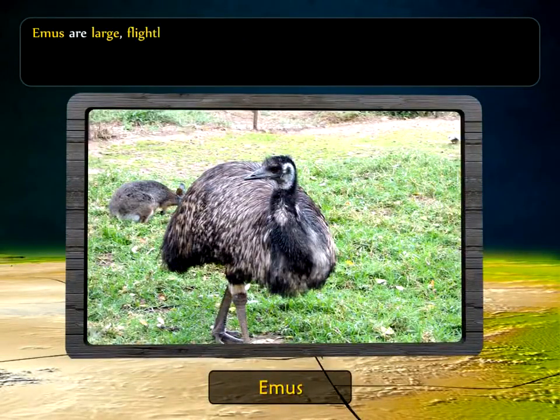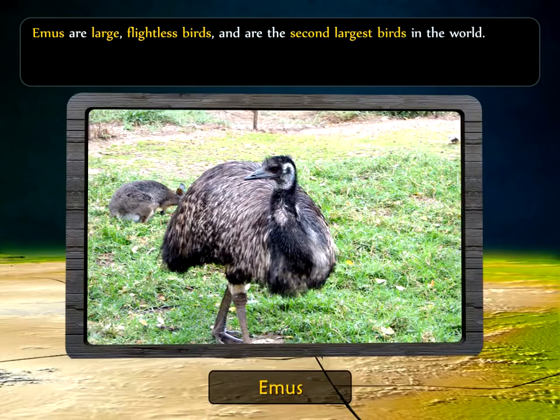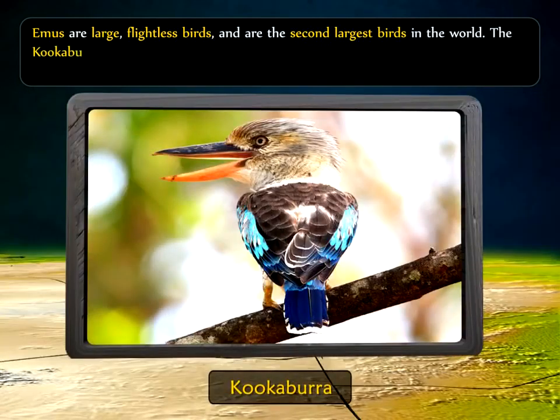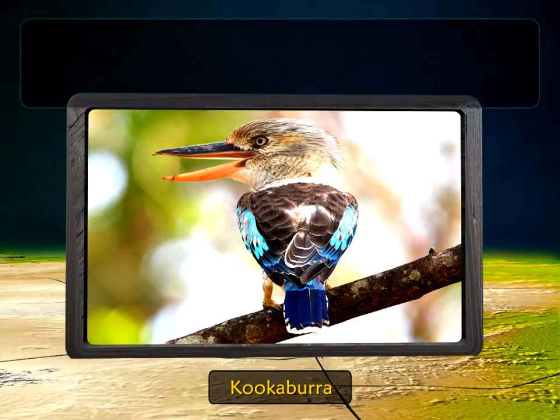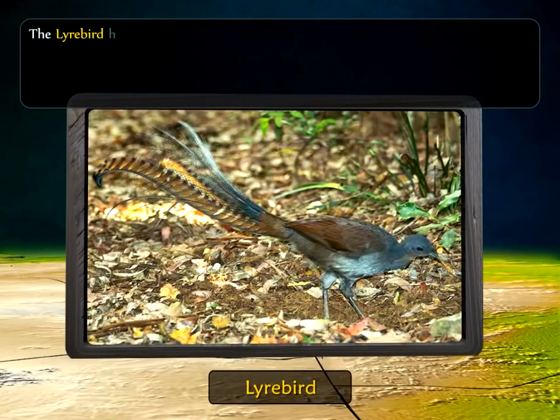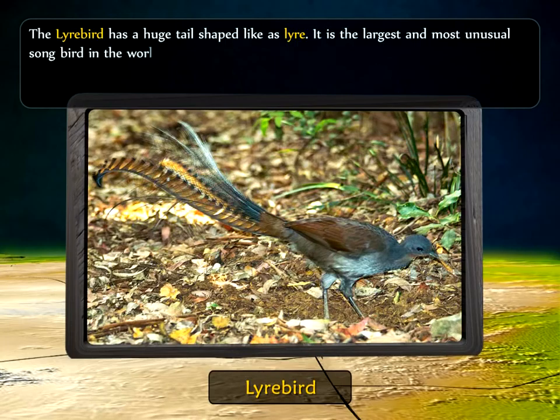Emus are large flightless birds similar to ostriches. They are the second largest birds in the world. The kookaburra, also known as the laughing jackass, is a noisy kingfisher that makes loud laughing and barking sounds. The lyre bird, found only in Australia, has a huge tail shaped like a lyre, a musical instrument. It is the largest and most unusual songbird in the world.